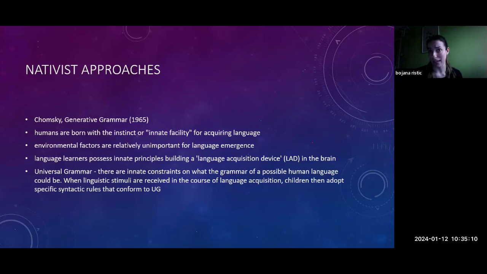Some people work on it. I just have to say that, I love Chomsky, but since then, we don't have a lot of evidence about these universal grammar principles because languages are so different. And it's so hard to claim that this is true.